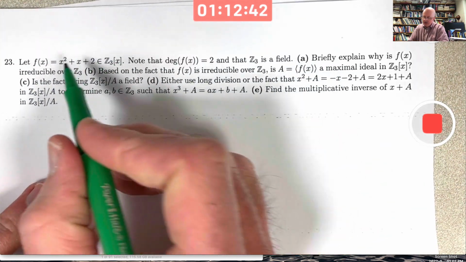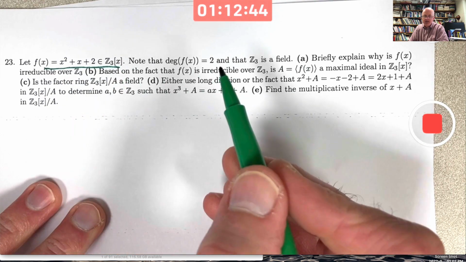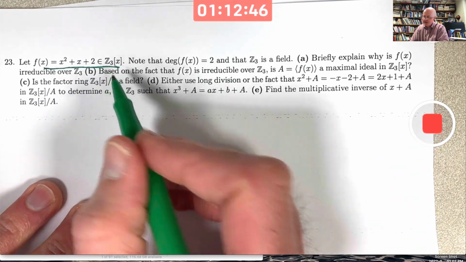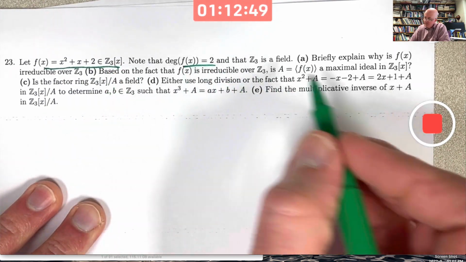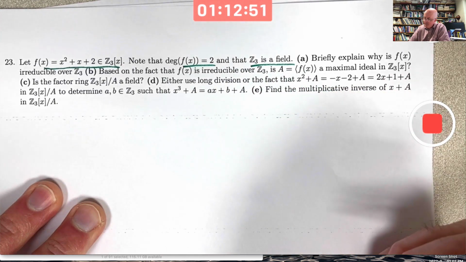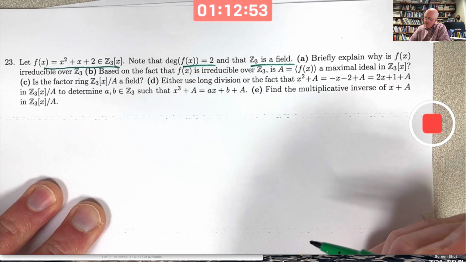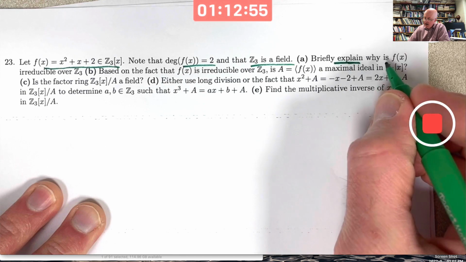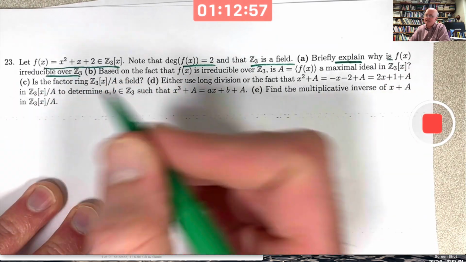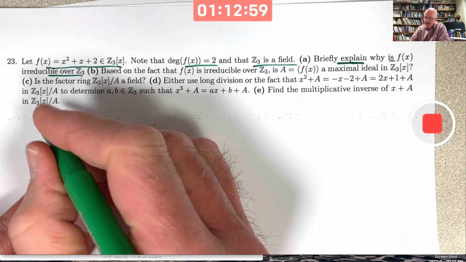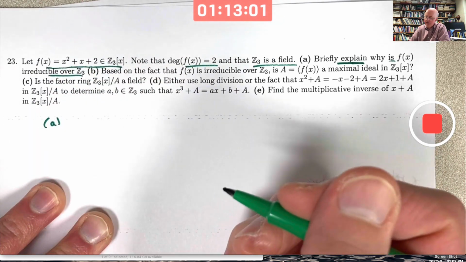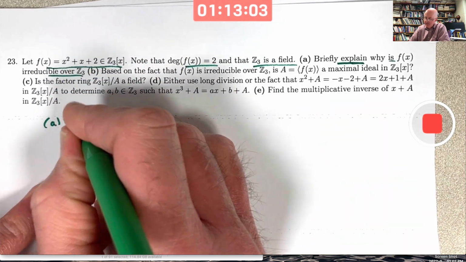F of x is x squared plus x plus 2 in Z3[x], the polynomial ring with coefficients in Z3. Degree is 2, and Z3 is a field because 3 is prime. Part A. Briefly explain why f of x is irreducible over Z3. Similar kind of things that we've been doing recently. It's degree 2, so it's going to be good enough to show it has no zeros in Z3.